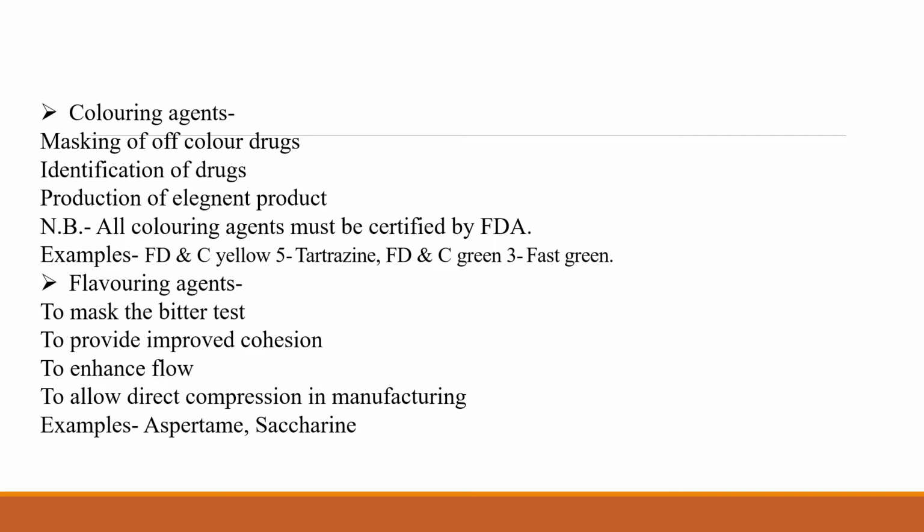Next, coming to flavoring agents. What does it do? It masks the bitter taste. It provides improved cohesion, enhances the flow properties, and allows direct compression during manufacturing. Generally, flavoring agents are used to mask the bitter taste, as we cannot give it to a child or an aged person. So taste is an important parameter. Some examples are aspartame, saccharin.